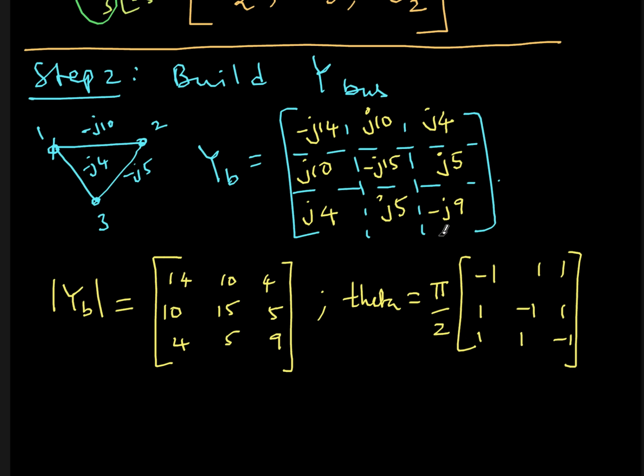For example, if you take the element y13, the first row, third element, its magnitude is 4 and its angle is pi by 2, because pi by 2 is common multiplying with everyone. So 4 at an angle of pi by 2. This pi by 2 is coming because we are ignoring the resistance of the line. But if there is a resistance of the line, then this angle will be slightly less than 90 degrees. Alright, we finished our step 2. So let's go to step 3.